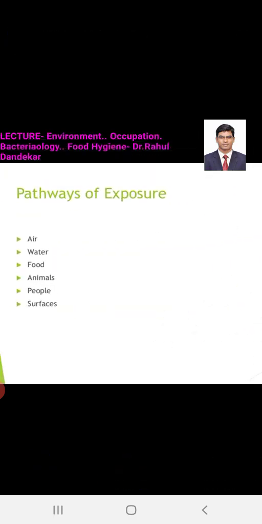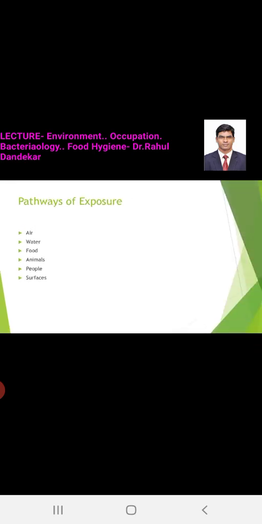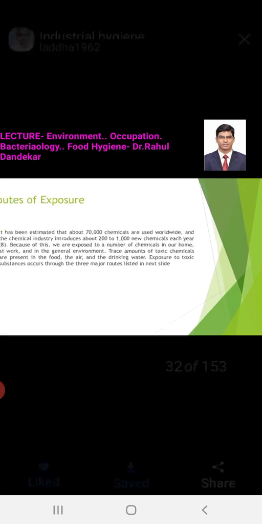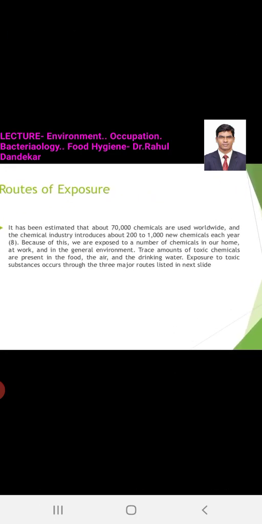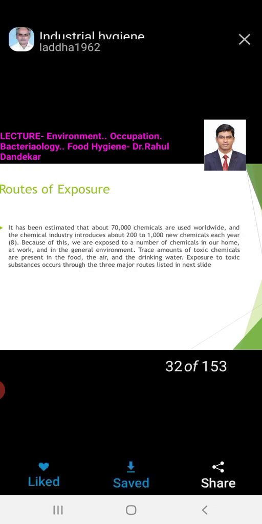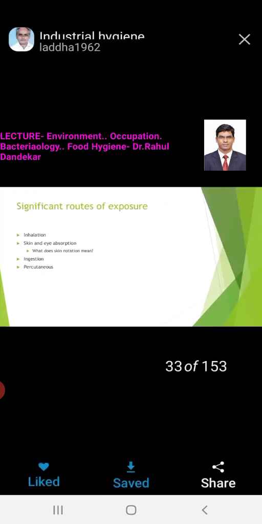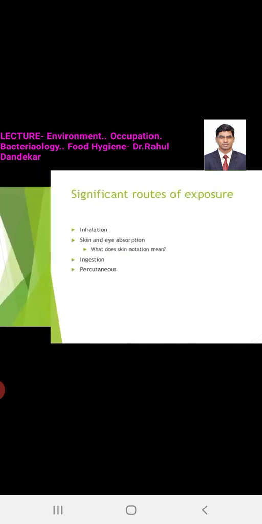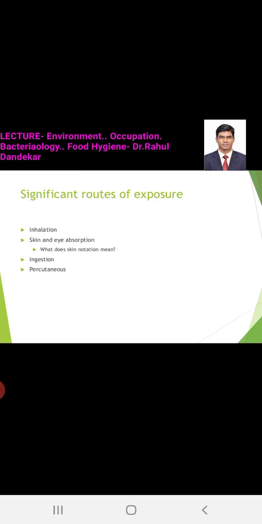Pathway of exposure: air, water, food, animals, people, surfaces. Rate of exposure: it has been estimated that about 70,000 chemicals are used worldwide, and the chemical industry introduces more. Significant route of exposure: inhalation, skin and eye absorption. What does skin notation mean? And ingestion and percutaneous.